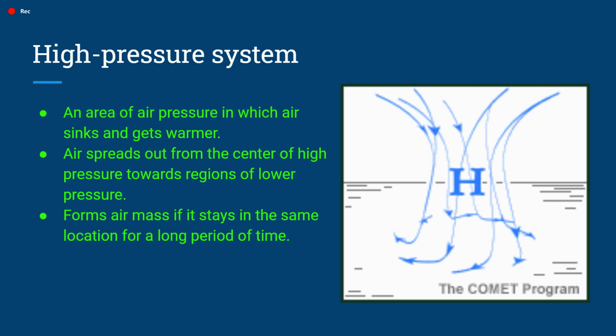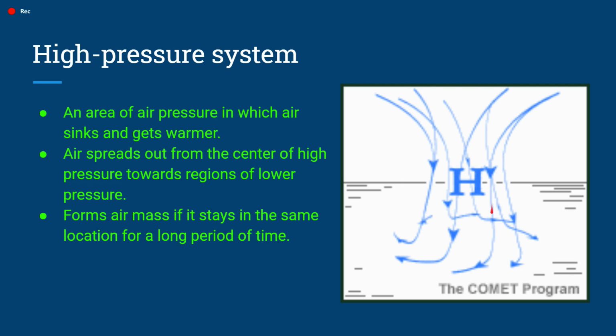Alright, so we're going to start off by talking about what a high pressure system is. A high pressure system is an area of air pressure in which air sinks and gets warmer. And why is that? So at the top of the atmosphere, you have cool air, some very cool air, based on this little graphic here. At higher altitudes, air is cooler, and as it gets cooler, it begins to sink because it's more dense. Because it starts to get more dense as it gets cooler, and it sinks down to the surface.